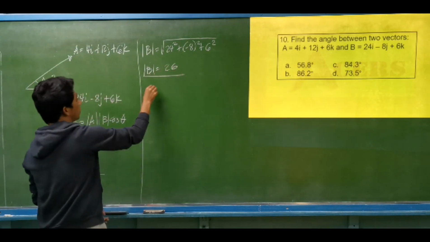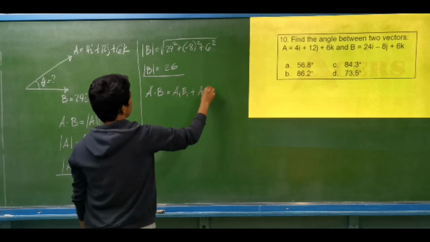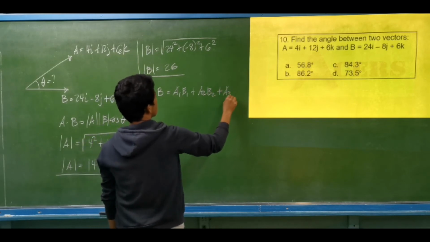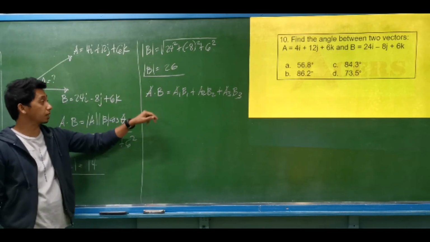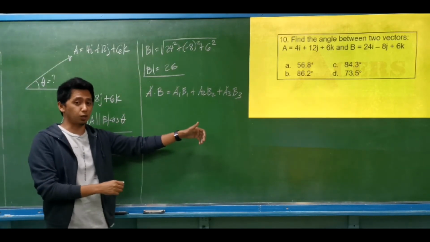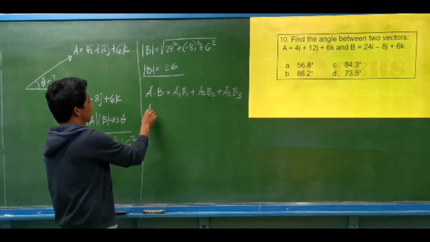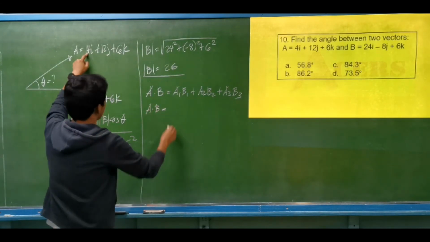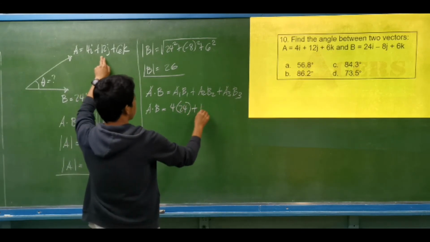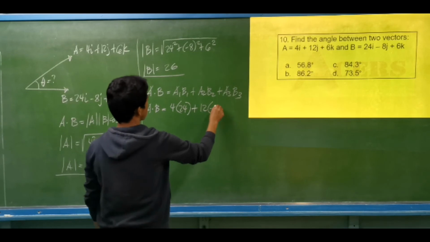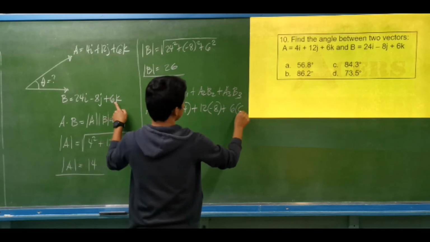Okay, so if you are looking for the dot product, this is A dot B. We have A1 B1 plus A sub 2 B sub 2 plus A sub 3 B sub 3. Sometimes it is more convenient to do it manually if you are doing dot product. Dot product, recommended do it manually, but for the cross product you may use the calculator. So this is now A dot B. What is A1? We have 4. B1 is 24, plus A sub 2 is 12, B sub 2 is negative 8, plus A sub 3 is 6, B sub 3 is also 6.